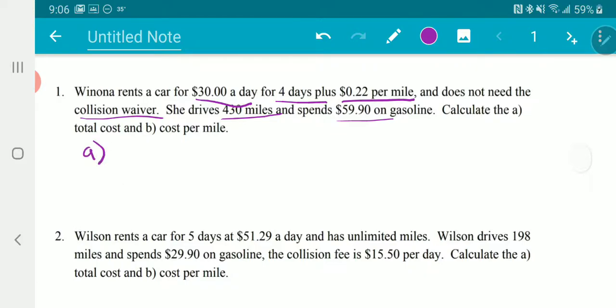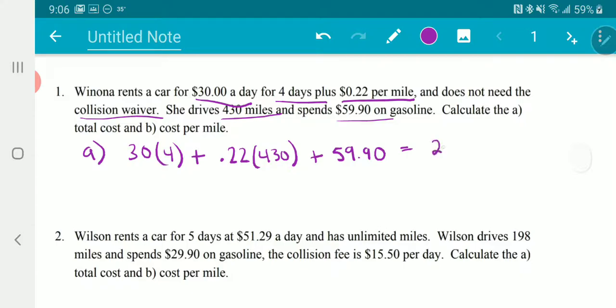As you can see, I already went through and underlined the important information. So we got that $30 a day times 4 days, plus, now in this case, she does need to pay for every mile she drives, so that 22 cents times 430 miles, plus my $59.90 for gas. So when I add all that up, the total cost comes to $274.50.